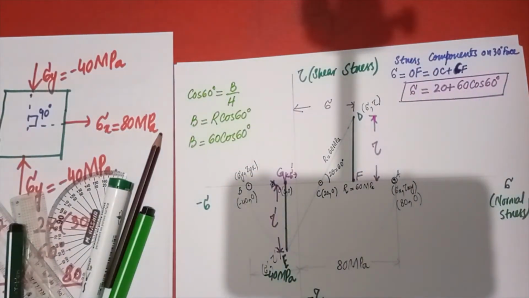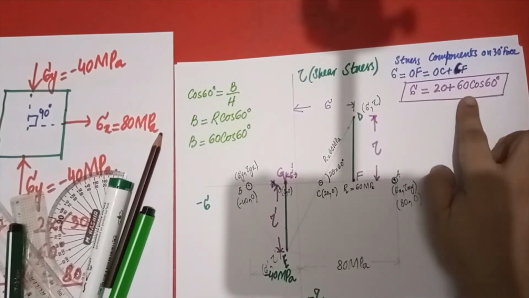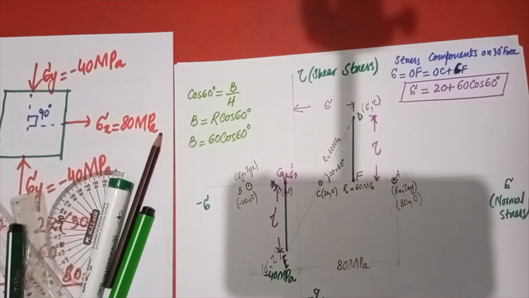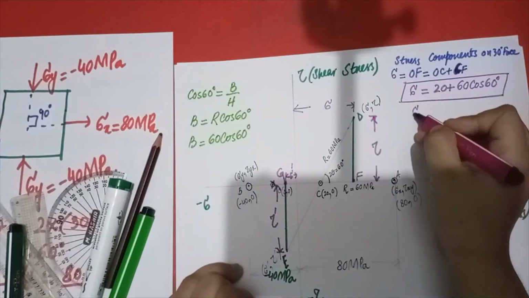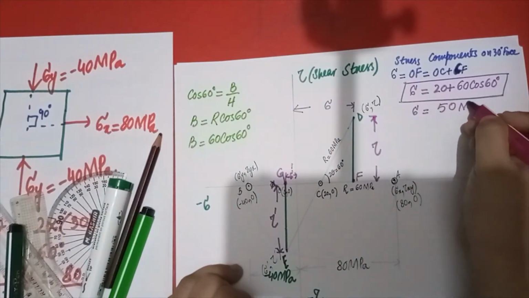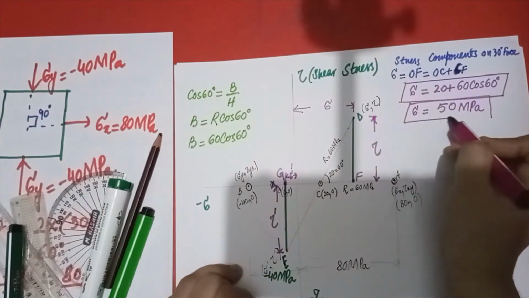This is sigma equals 20 plus r cos 60. In this way I can find sigma, because it simplifies. What I have to do, 60 into cos 60 degree plus 20. So I will get the value of sigma from here. So what is the value coming out? That is 50. So it is 50 MPa. This will be 50 MPa sigma.